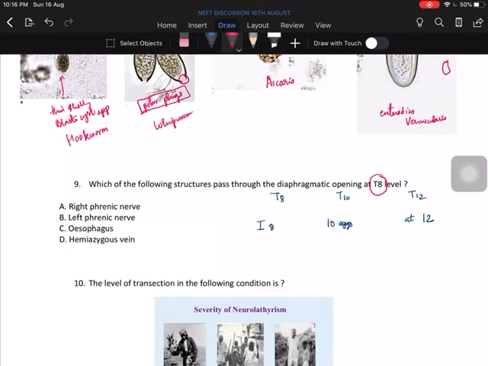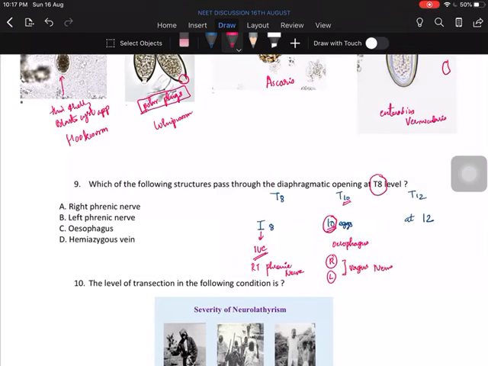I8 stands for IVC. So at the T8 level the IVC passes. The other structure which passes is the right phrenic nerve. And at the T10 opening we have the esophagus and the left vagus nerve.